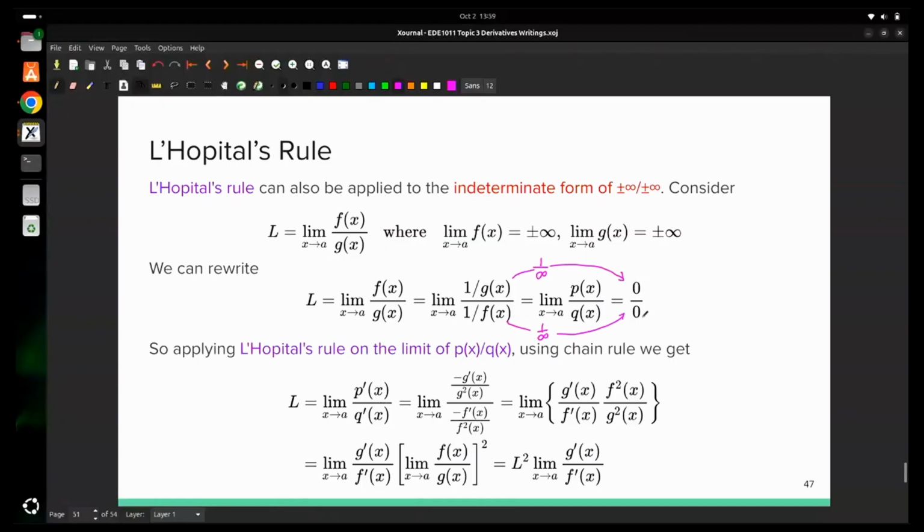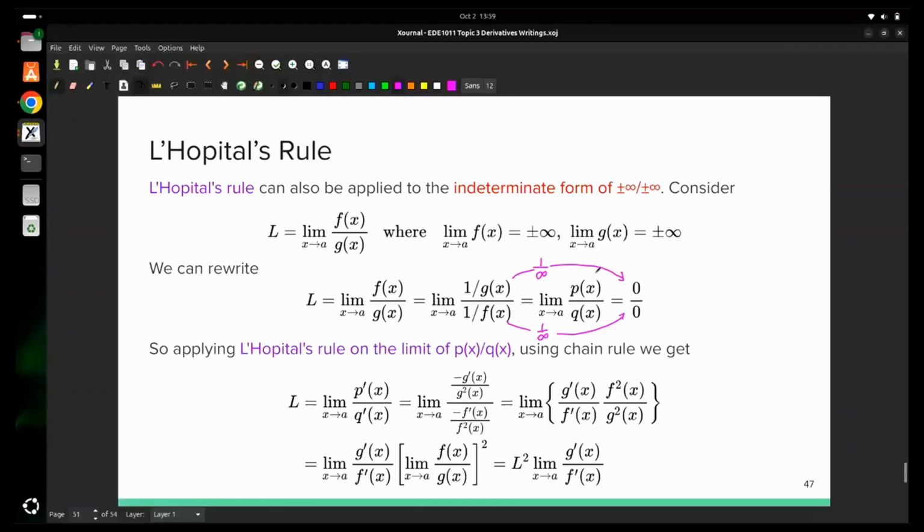So if I get 0 over 0, then I can use L'Hopital's rule, because I just proved in the earlier slide that once you get 0 over 0, I can use L'Hopital's rule. Which is what happened here. So for this limit L, applying L'Hopital's rule, I get P prime over Q prime.